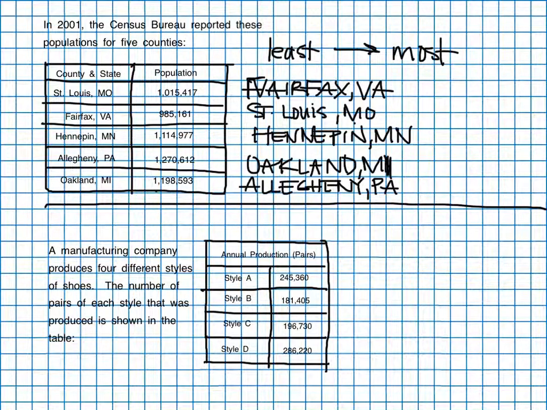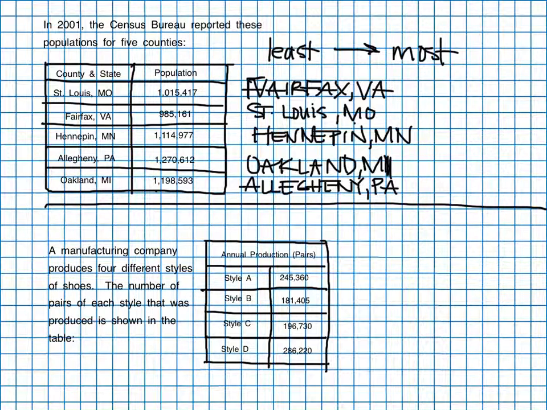Okay. Now, as a bonus question here, which one of these populations is closest to 1 million? Which one of these is closest to 1 million? Pause the video, try and solve it. When you think you have an answer, start the video again.